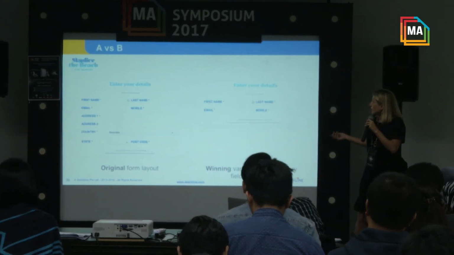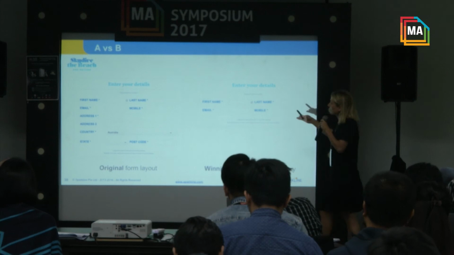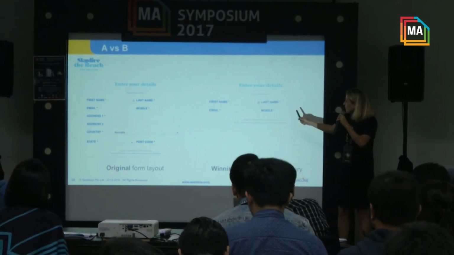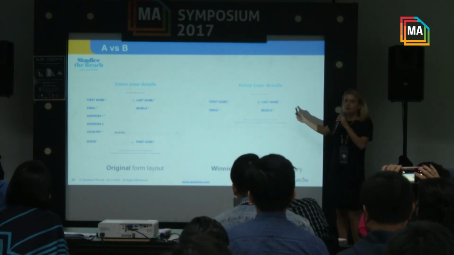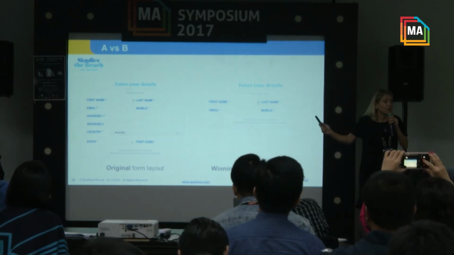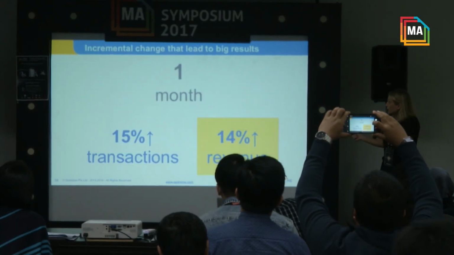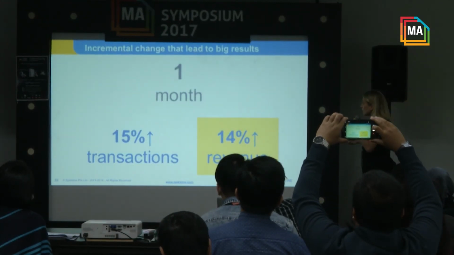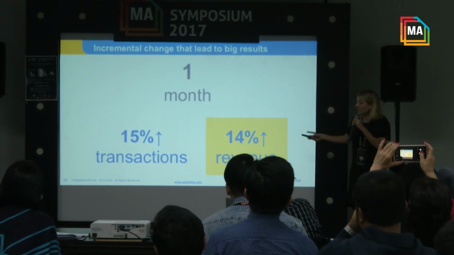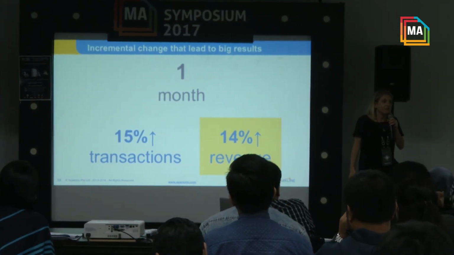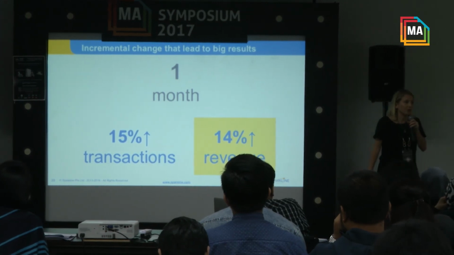And in 1 month, by doing this test, we basically said, here was the original form. And all we said was, what do you actually really need? Well, really, you need their name, their email, and their phone number, because then you can get in touch with them. And in 1 month through doing this test, their sales went up, their revenue went up by 14%, and their transactions went up by 15%. Very small change, remove three forms.